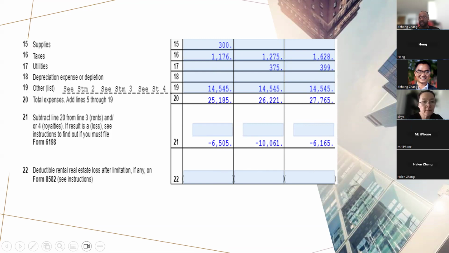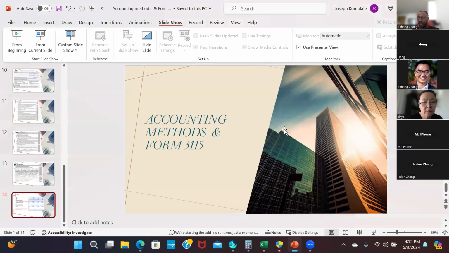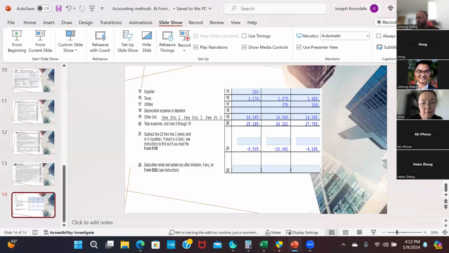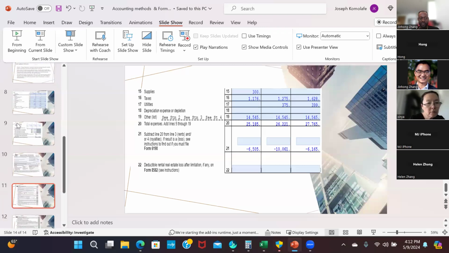So that is the Form 3115 and the change in accounting principle. Does anyone have any questions related to that?